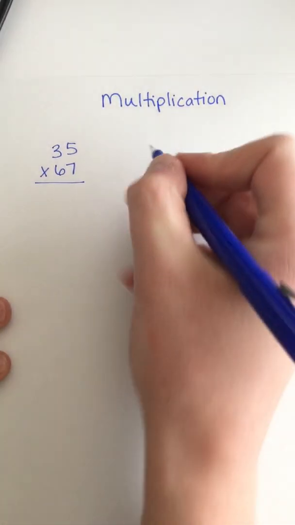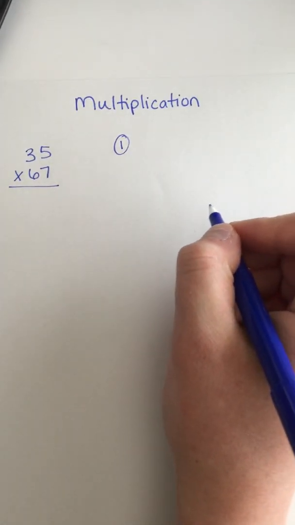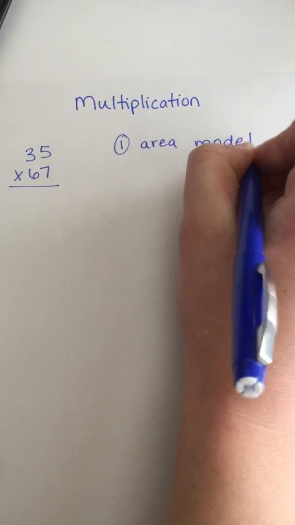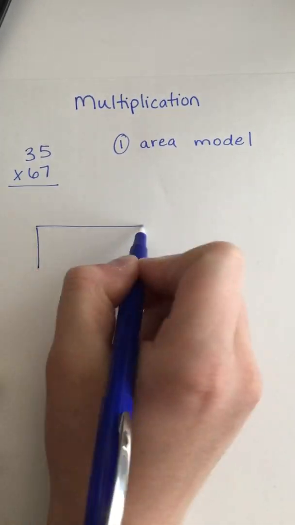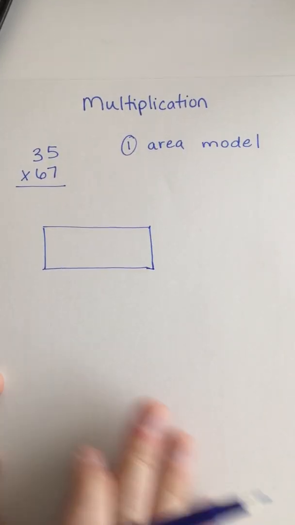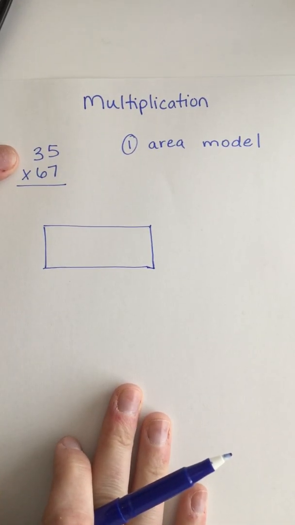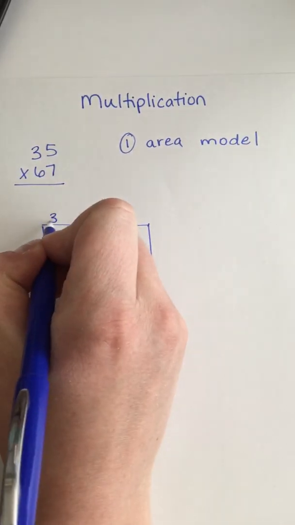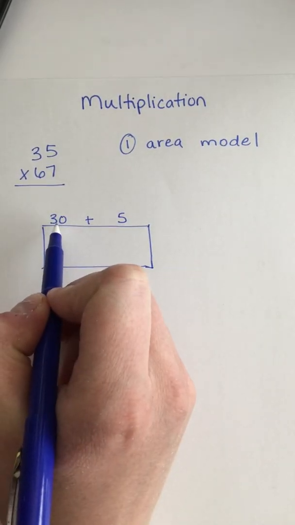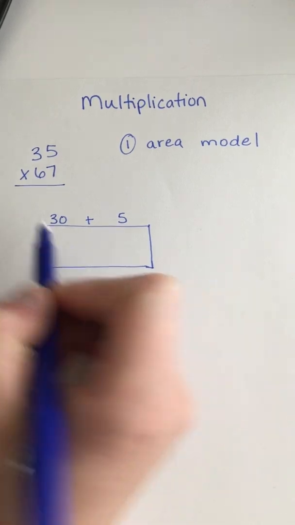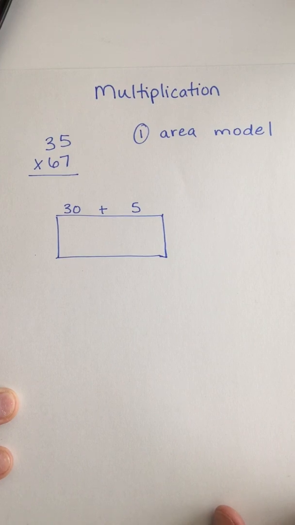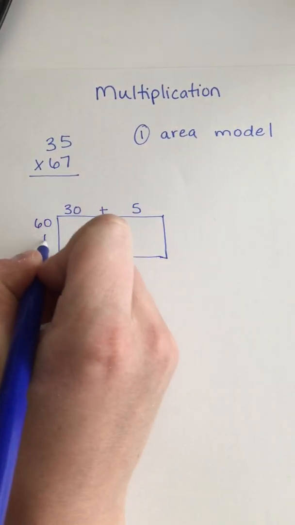So the first way that we learned to solve this problem was by using an area model. So I'm going to write that here. Strategy number 1 is an area model. And this is when we draw a box to start and we break apart this 35 and 67. So if I'm going to stretch out 35 and make it into expanded form, I'm going to write 30 plus 5 because I have 5 1s and 3 10s, which makes 30. I'm going to put that across the top. And then I'm going to put 67 the same way along this side. So when I stretch out 67, I have 60 plus 7.